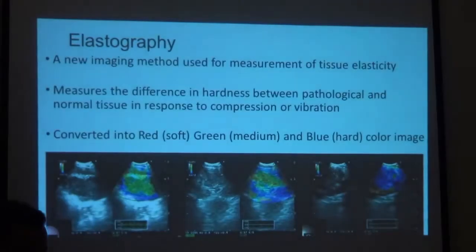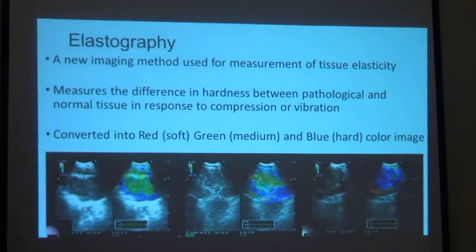This is the last part. We'll talk about elastography. So what's elastography? It's basically an imaging technique used to measure tissue elasticity, how stiff the tissue is. And the idea is the tumor is stiffer than inflammatory cells or normal lymph nodes. And how do you do that? So it measures the difference in hardness between pathological and normal tissue in response to compression or vibration, okay?